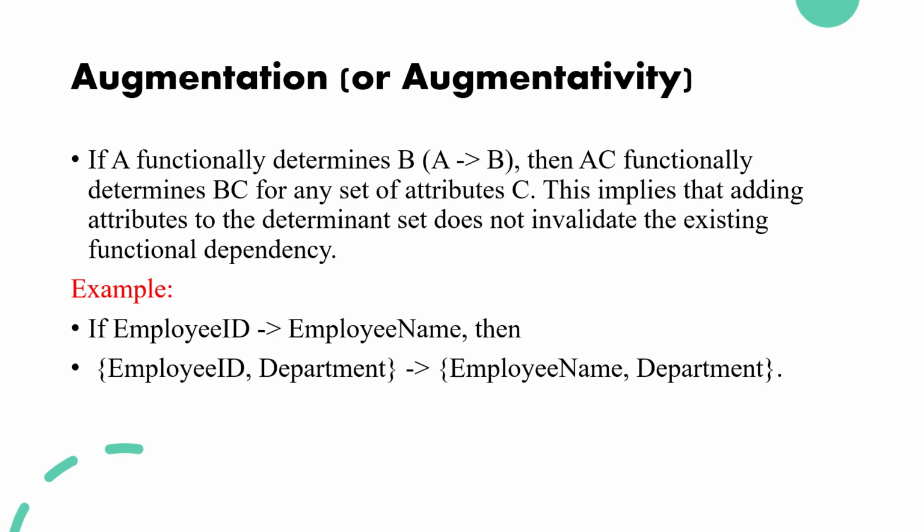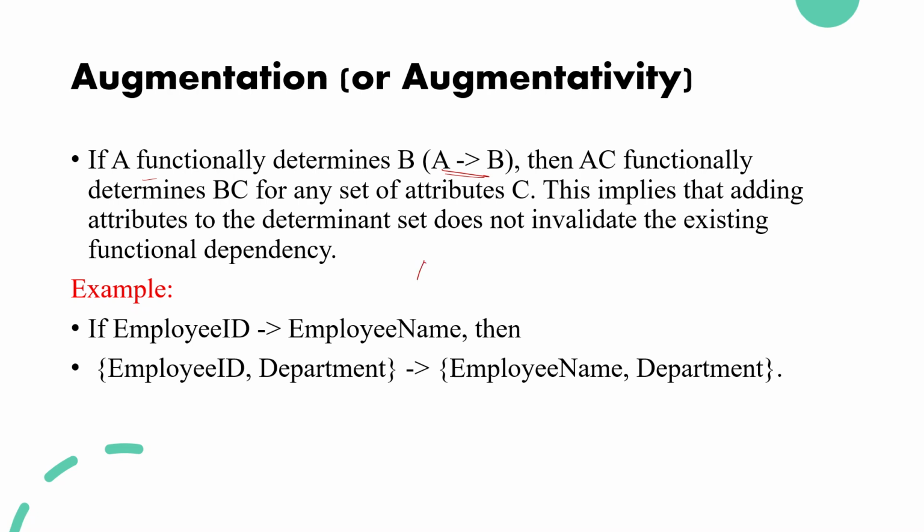So the next property is the augmentation property. Here, if A functionally determines B, meaning A determines B, then AC functionally determines BC for any attributes C. It means that if you are adding any attribute to the determinant, it doesn't invalidate the existing functional dependency. In a more clear way, I will tell you.